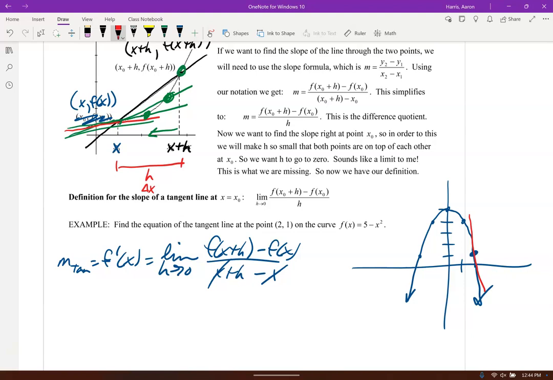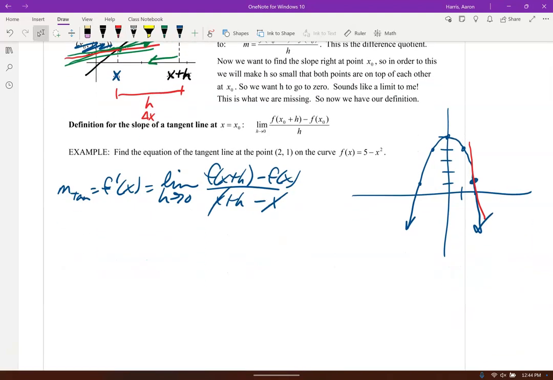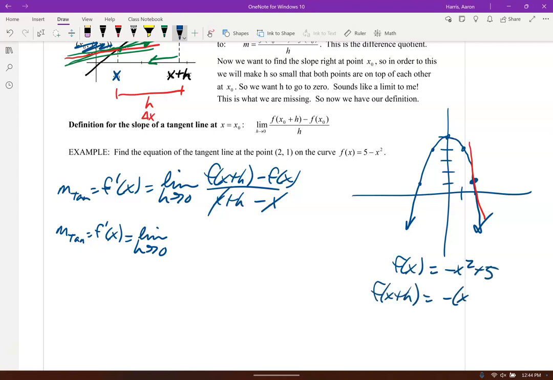Okay. So let's go through the process. So f prime of x, or the slope of the tangent, is the limit as h goes to 0 of f of x plus h. Well, here's f of x, negative x squared plus 5. So f of x plus h would just plug in x plus h, right? So negative (x plus h) squared plus 5. Minus, and now we're subtracting the original f of x. Well, the original f of x is 5 minus x squared, or negative x squared plus 5. Same thing.